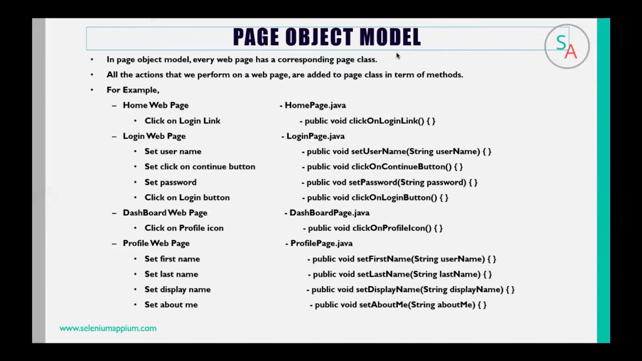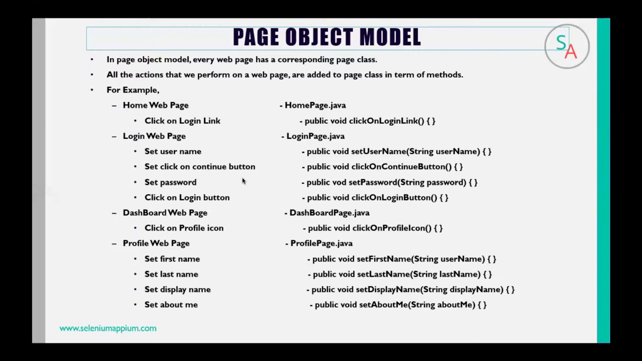And when it comes to dashboard page, after login, you go to the dashboard web page. In the dashboard web page, we are clicking on the profile icon so that you can navigate to profile page. In the profile web page, we are setting the first name, setting the last name, setting the display name, and setting the about me. Also, we were clicking on the save button. So these are the different actions which we are performing on different web pages.